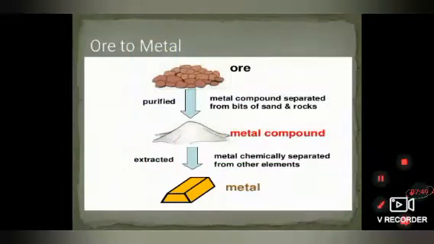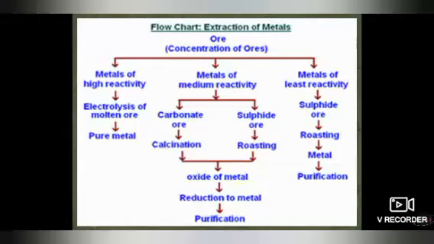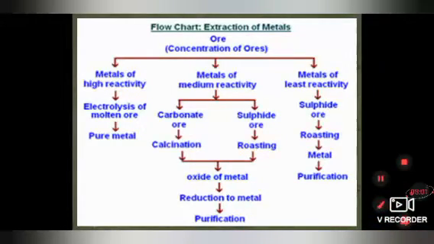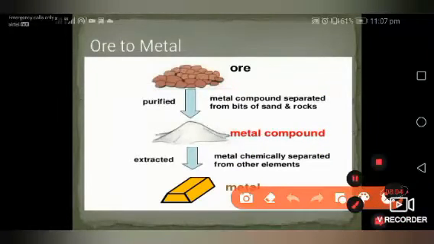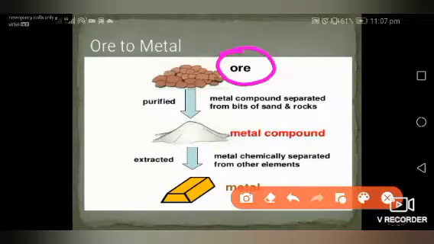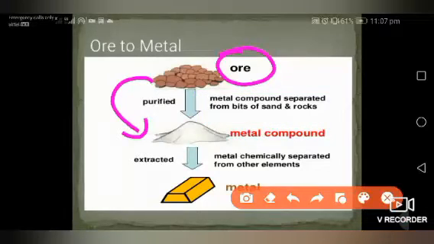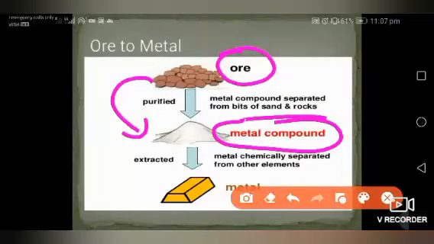Okay, next is the story of ore to metal. We are getting metals in the earth crust in the form of ore, which can be purified and metal compounds separated from bits of sand and rock. Sand and rocks are gangue, so it means that metal can be separated from gangue and we can get the metal compounds. Now those sand and rocks will be removed, impurities will be removed, only metal compounds left.